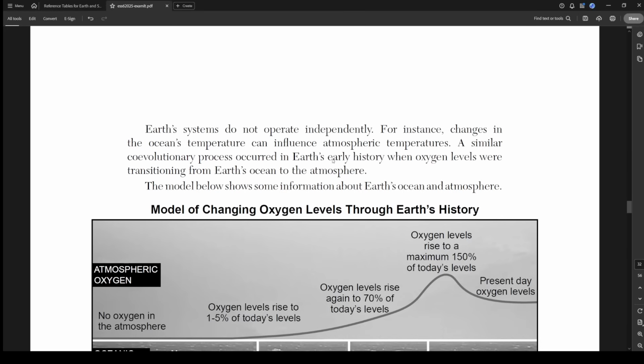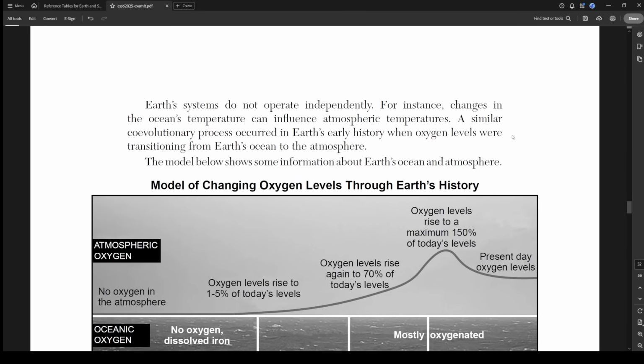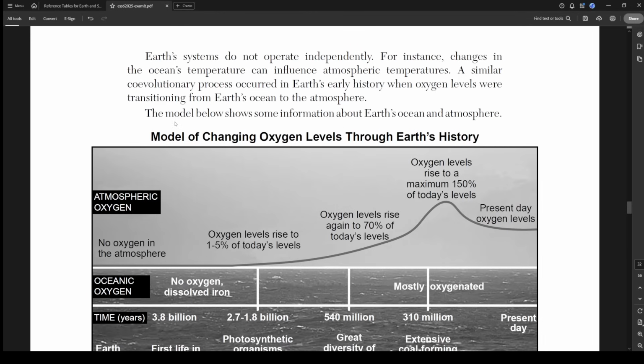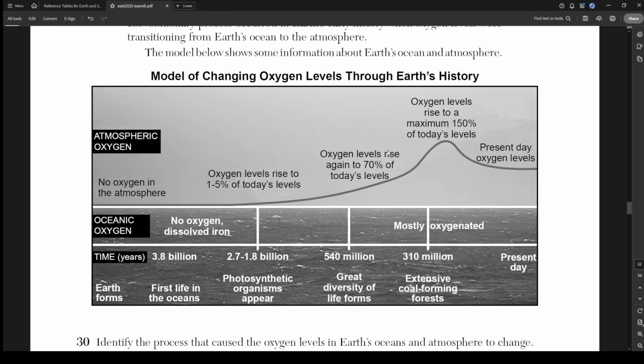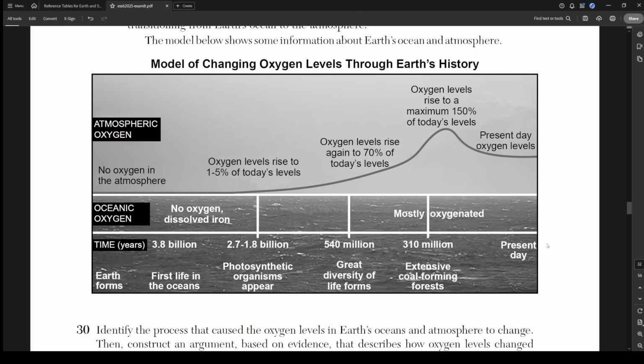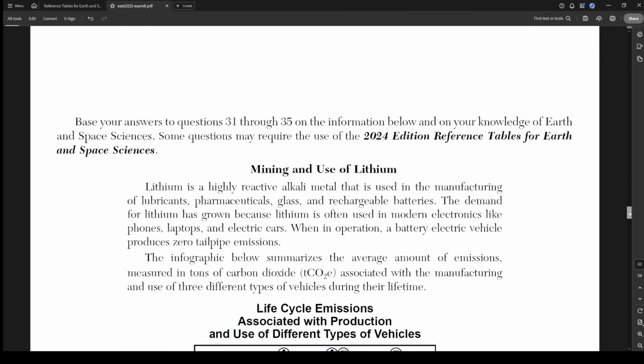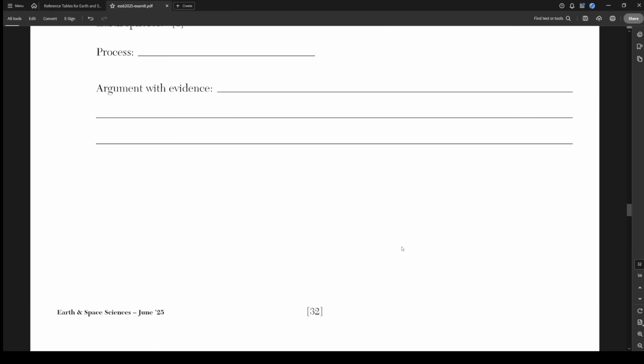Earth systems do not operate independently. For instance, changes in the ocean's temperature can influence atmospheric temperatures. A similar coevolutionary process occurred in the Earth's early history when oxygen levels were transitioning from the ocean to the atmosphere. Okay. Oh my gosh. Okay. I'm not even going to look at this chart yet. I'm just going to see what it wants to know. How many questions are for this chart? Just one. One question. Okay.